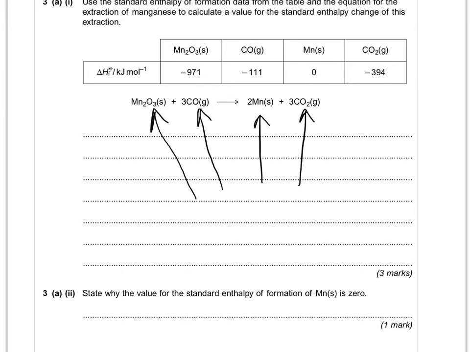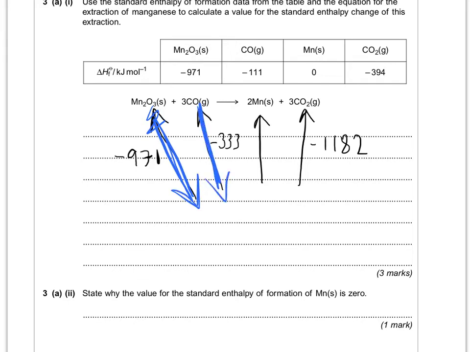So the number for manganese oxide is minus 971, so minus 971 on the first one, and then you've got 3 times minus 111 for the carbon monoxide, so we've got minus 333, and then 2 manganese, well that's already an element, so by definition that has a formation enthalpy change of 0, and then minus 394 times 3 for carbon dioxide is minus 1182.